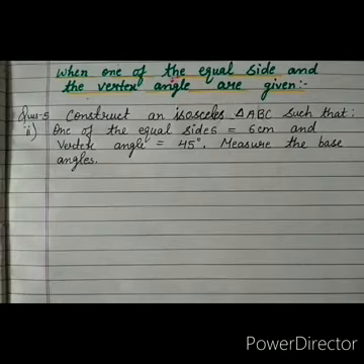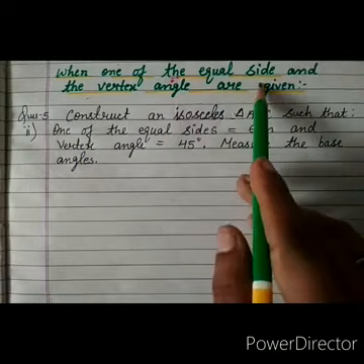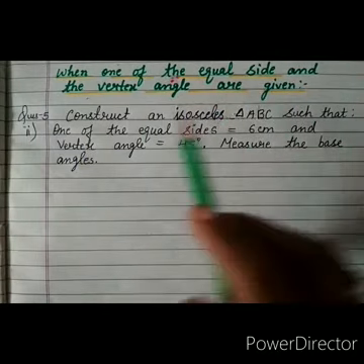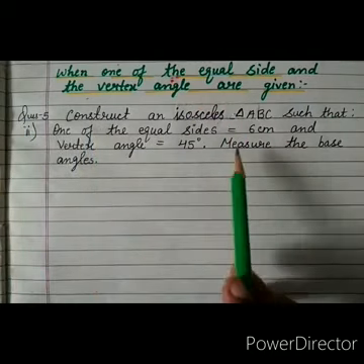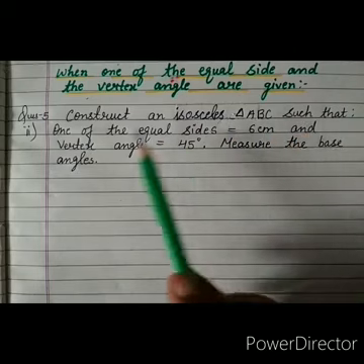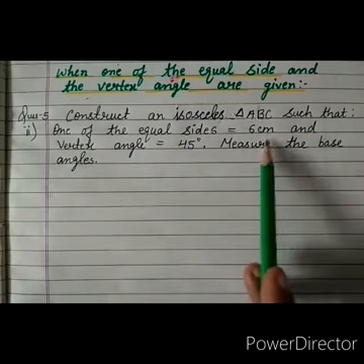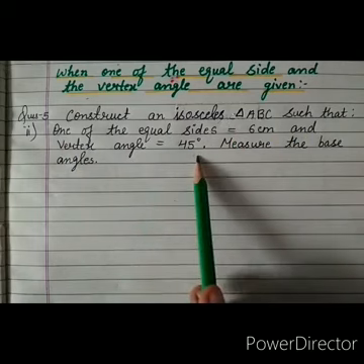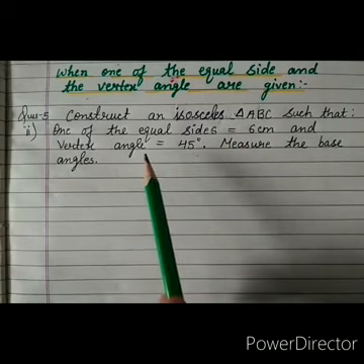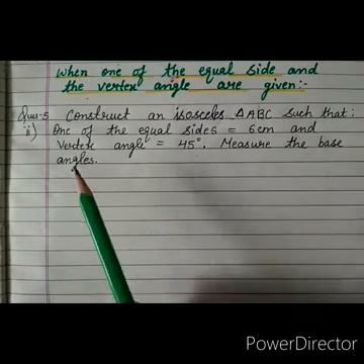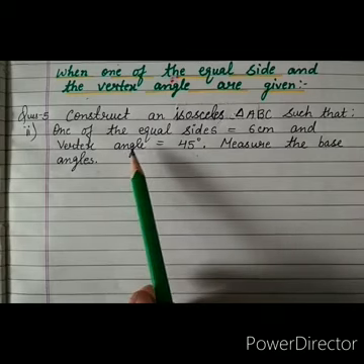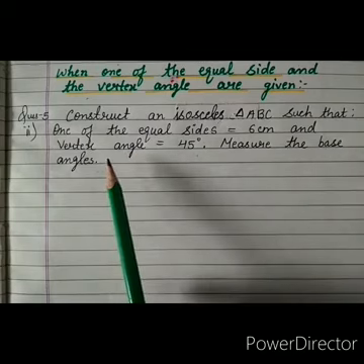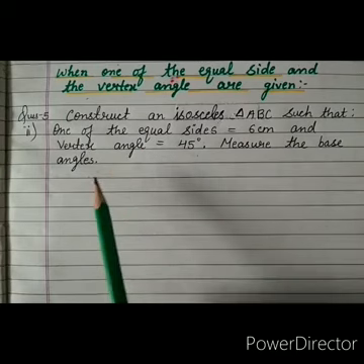Now in the second method we have to construct an isosceles triangle when one of the equal sides and the vertex angle are given. So here is question number 5, second part. Construct an isosceles triangle ABC such that one of the equal sides is 6 cm and the vertex angle is 45 degree. Then after constructing the isosceles triangle, we have to measure the base angles. We know that the vertex angle is the angle between two equal sides and the base angles of an isosceles triangle are equal to one another.